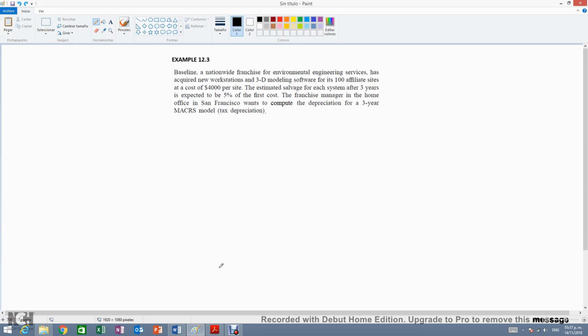Example 12.3. Baseline, a nationwide franchise for environmental engineering services, has acquired new workstations and 3D modeling software for its 100 affiliate sites at a cost of $4,000 per site. The estimated salvage for each system after 3 years is expected to be 5% of the first cost. The franchise manager in the home office in San Francisco wants to compute the depreciation for a 3-year MACRS model for tax depreciation.